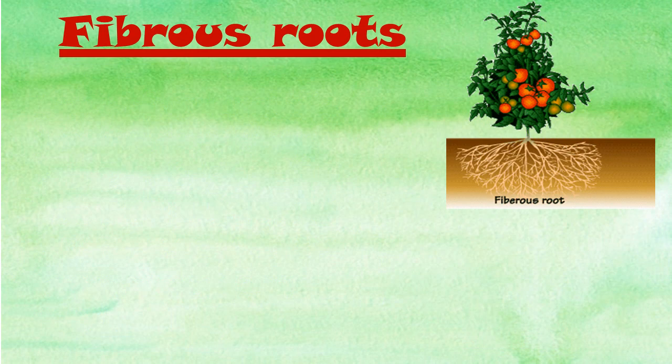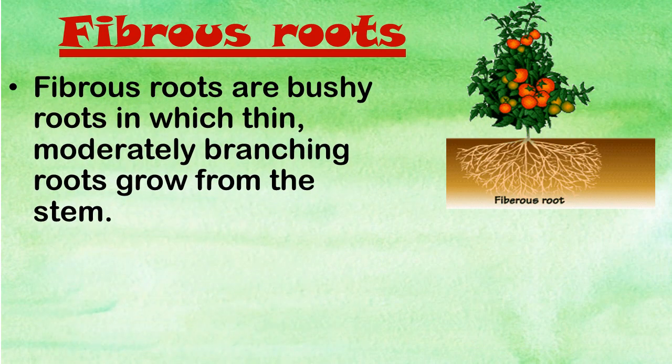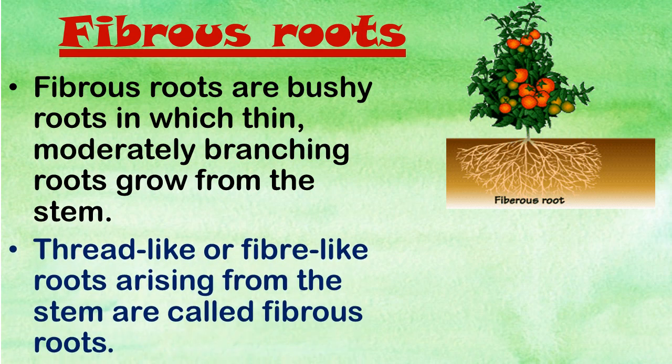So students, what are the fibrous roots? Fibrous roots are bushy roots in which thin, moderately branching roots grow from the stem. So this is totally opposite from the taproot system. In the taproot system we have primary roots, and from the primary roots secondary roots are arising, but here there are no primary roots and no secondary roots, only branched or bushy roots are growing. So these are called fibrous roots. And students, thread-like or fiber-like roots arising from the stem are called fibrous roots.